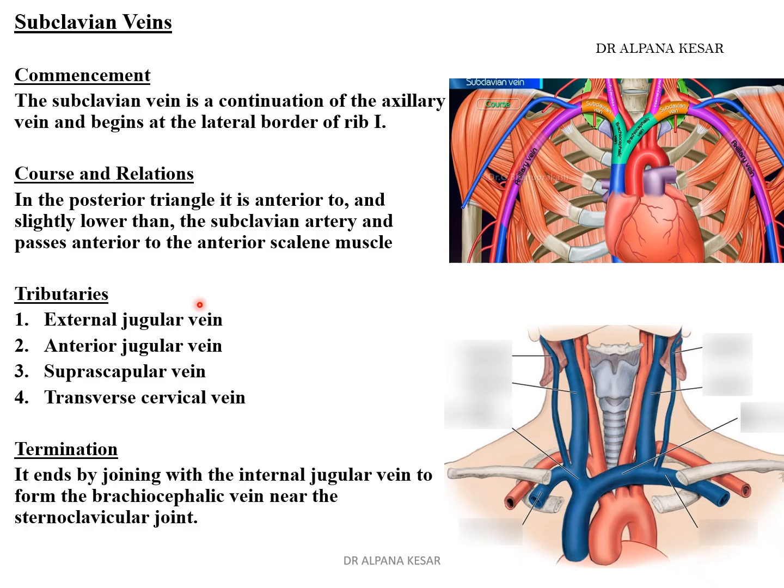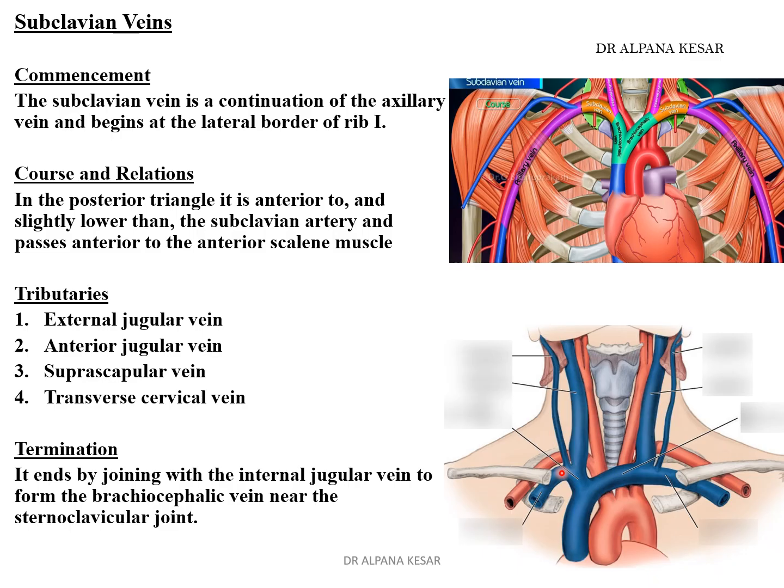Tributaries. The external jugular vein is a tributary of the subclavian vein. That is, the external jugular vein drains into the subclavian vein. The anterior jugular vein, suprascapular vein, and transverse cervical vein may either directly drain into the subclavian vein, or they may drain into the external jugular vein and thus indirectly drain into the subclavian vein.